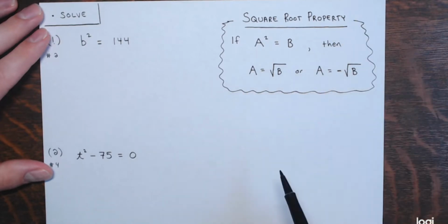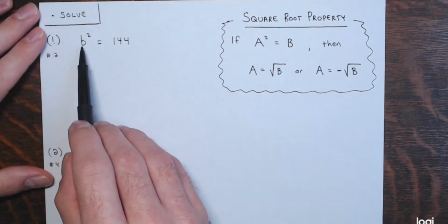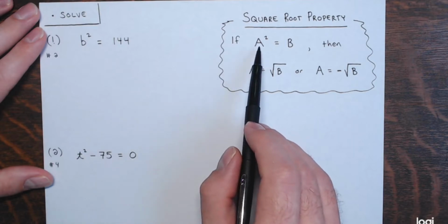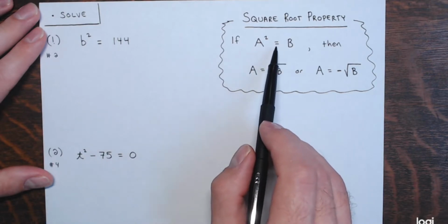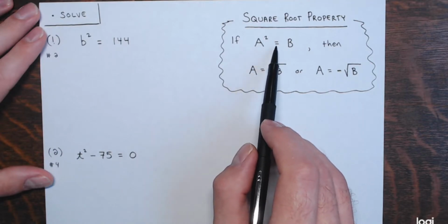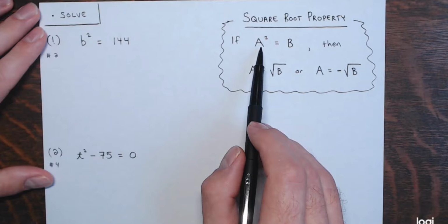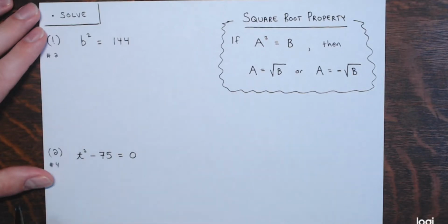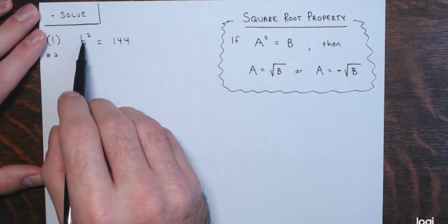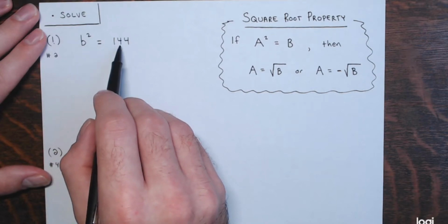All right. So for instance here, this equation is already in this form, the hypothesis of the square root property. You have something squared equals a number. But notice that the square is isolated, and that's what we're going to do in our equations. Isolate the square, and I'll write that out for question 2. But here the square is isolated, b squared equals some number on the other side, 144.